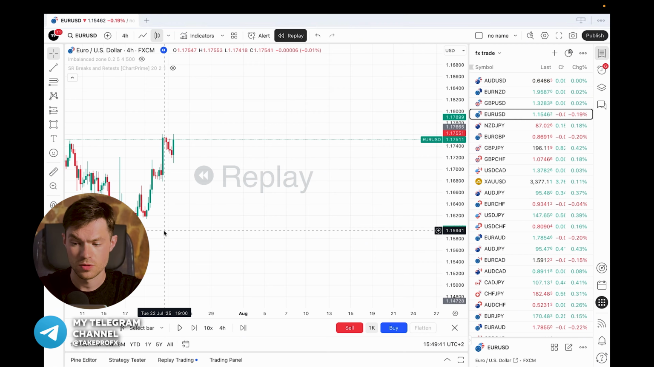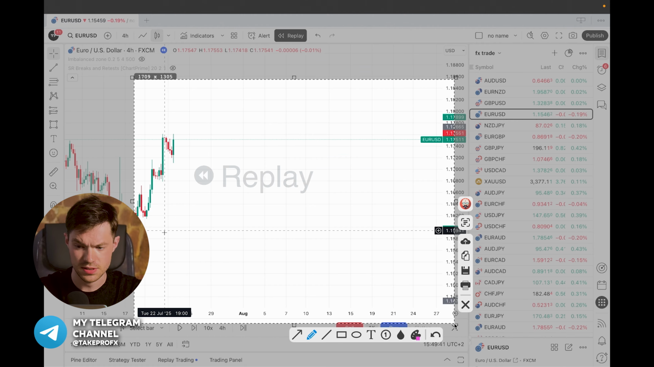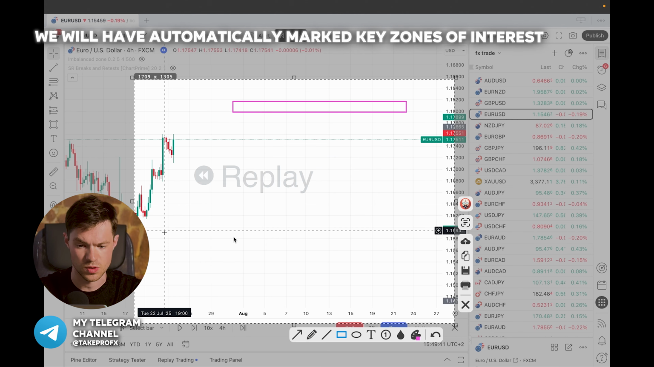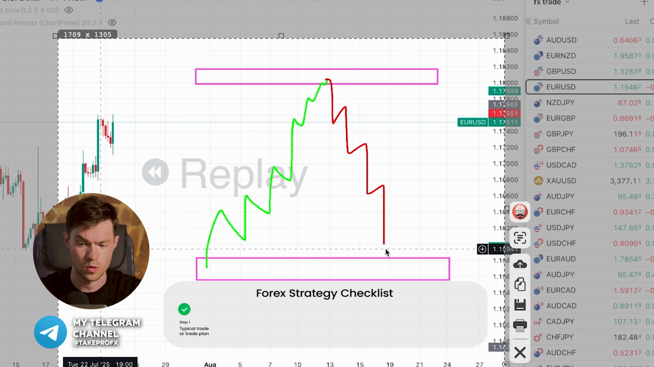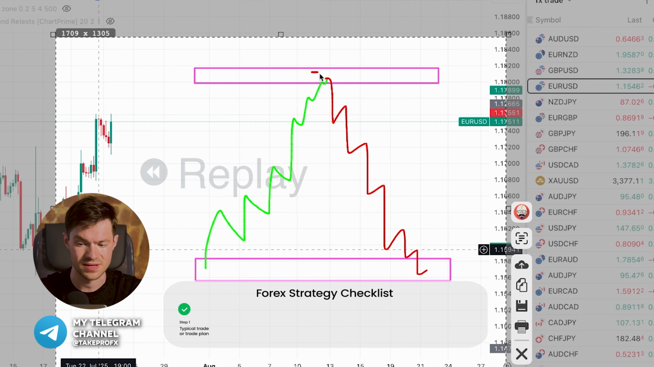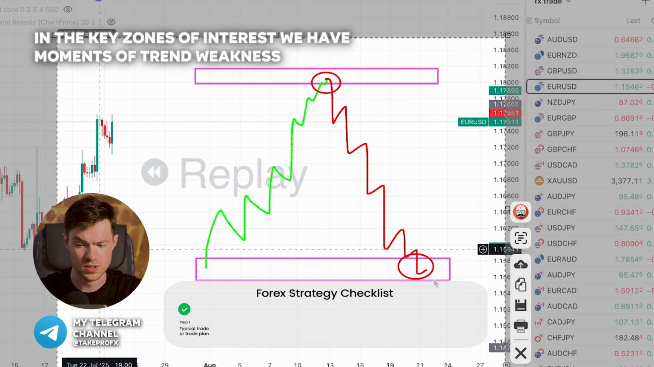First, I will present you the layout of a typical trade. We will have automatically marked key zones of interest. There are resistance levels and support levels. Next, we have any kind of trend, whether it is an uptrend or a downtrend. And the point is that in the key zones of interest, we have moments of trend weakness.